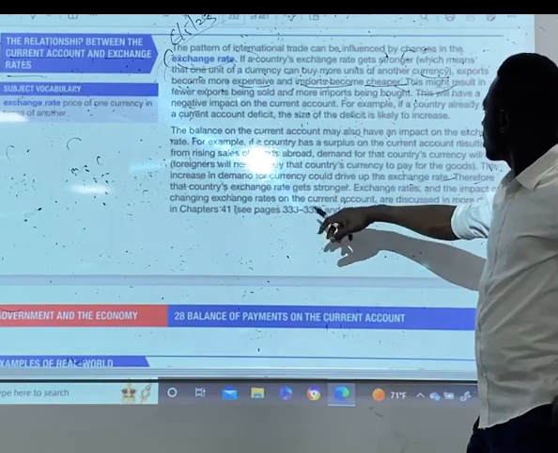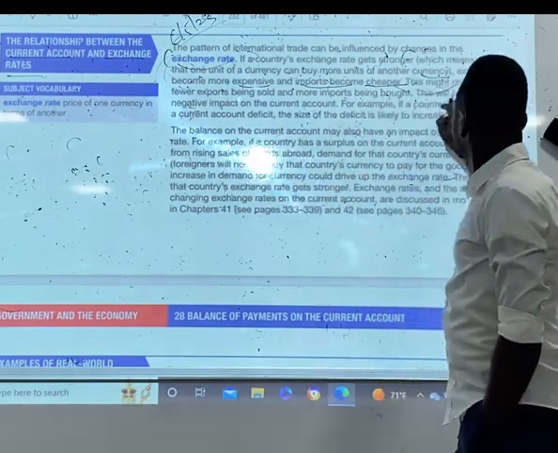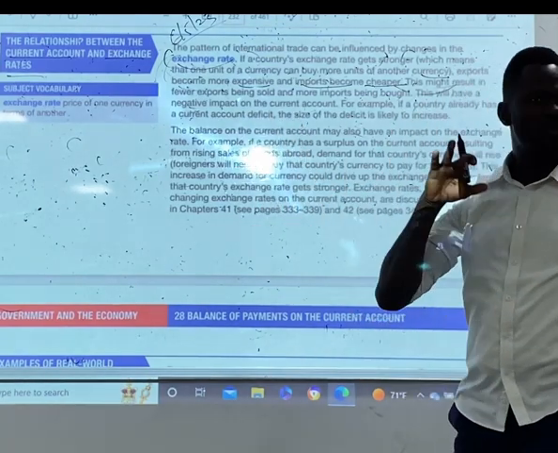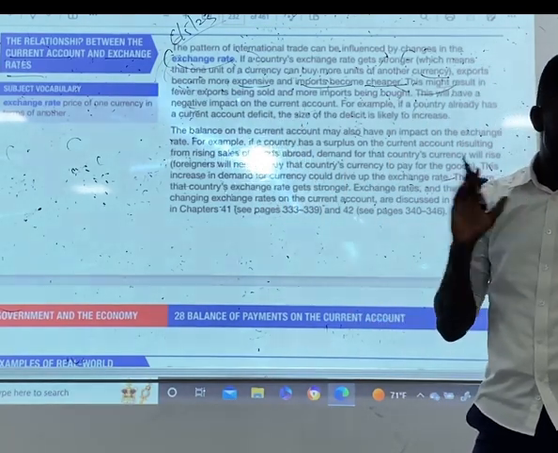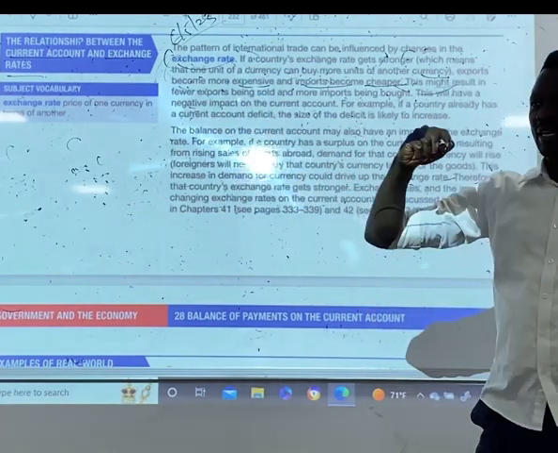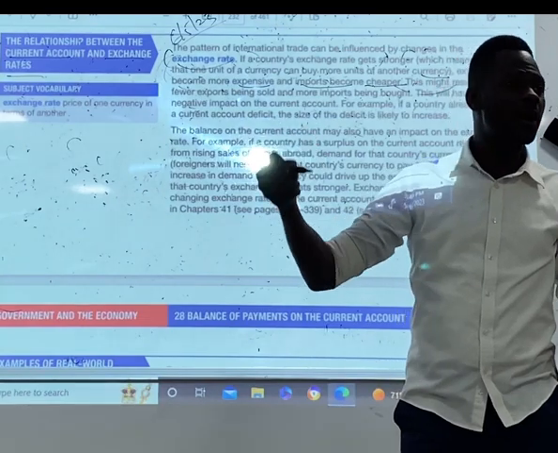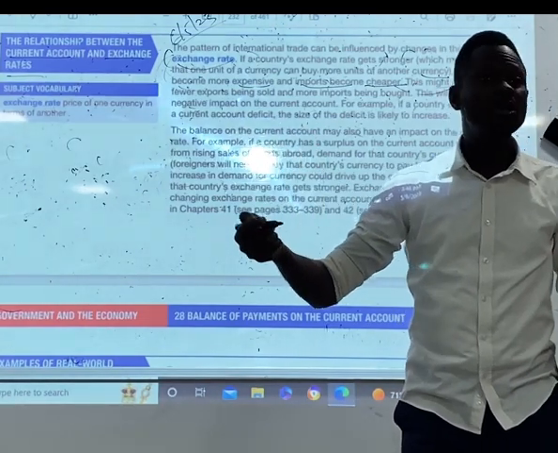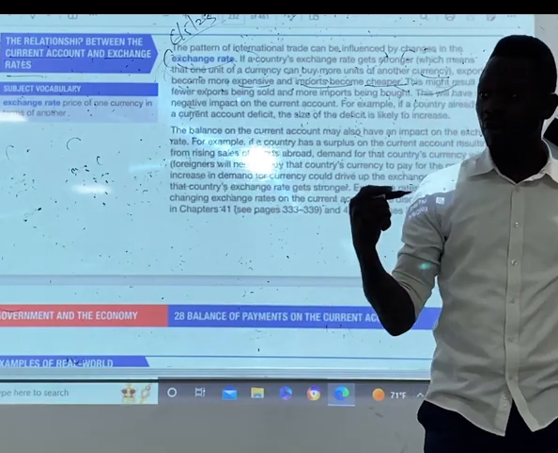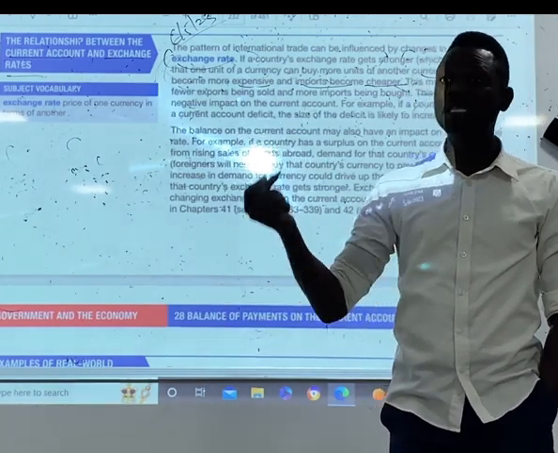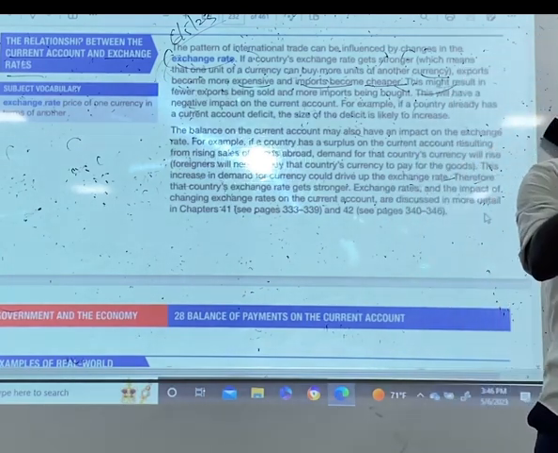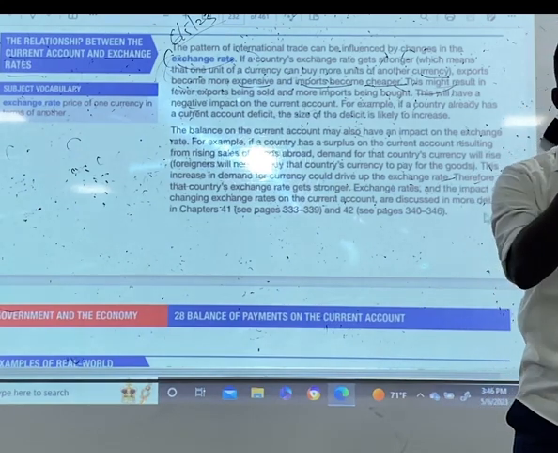Yes. So here it said, this might result in fewer exports, so I explained it already. What we have to understand about the relationship of exchange rate with current account is how when the value of currency falls, that brings about more international competitiveness, more exports, and when the value of a country's currency rises, that brings about more importation.